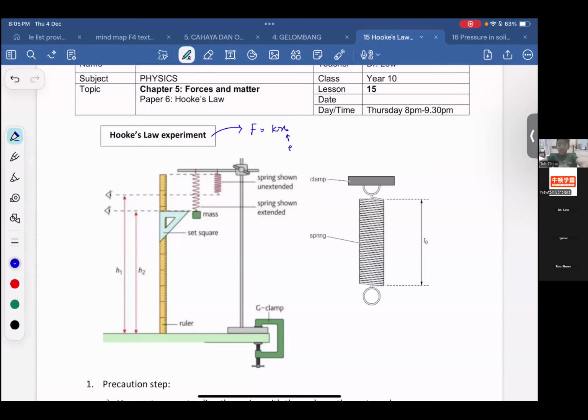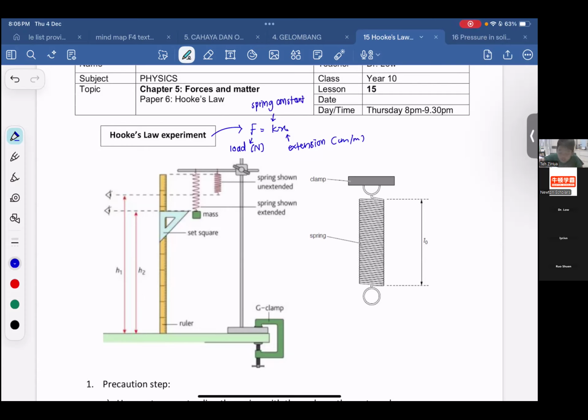The x is the extension. Extension can be in cm or meter. F is the load, or we say the force, acting in Newton. The k is the spring constant. So this is the formula that we learned last week.